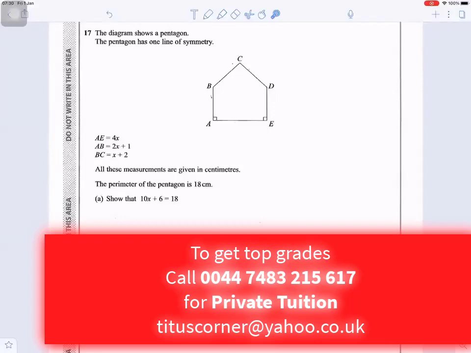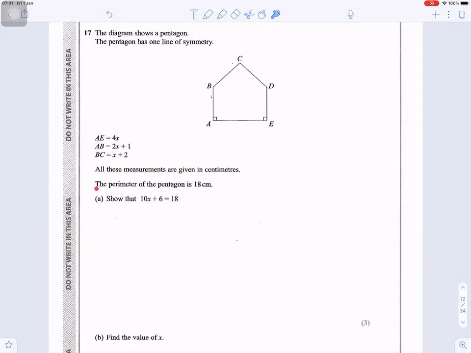The diagram shows a pentagon. The pentagon has one line of symmetry. AE is equal to 4x, AB is equal to 2x plus 1, and BC is equal to x plus 2. All these measurements are given in centimeters. The perimeter of the pentagon is 18 centimeters. Show that 10x plus 6 is equal to 18. That's part A. And part B, find the value of x.